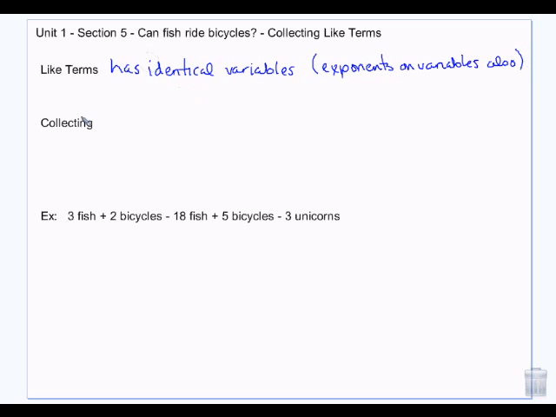So if you have identical variables, like 3x and 5x, they are like terms. 2x squared and 6x squared are like terms. 5x and 2x squared are not like terms. Okay, so the variable has to be the same, but then also any exponents on the variable have to be the same. But numbers are like terms, so 5 and 10 are like terms because they don't have a variable.